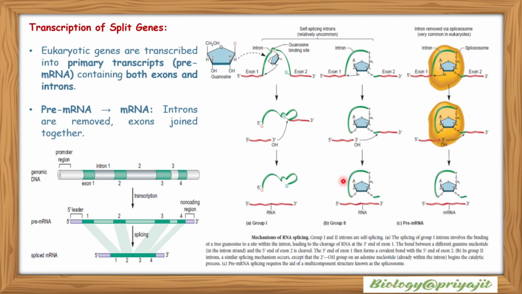But in group 2 introns, what happens? A similar splicing mechanism occurs, except that the 2' OH group on an adenine nucleotide already present within the intron begins the catalytic process. Pre-mRNA splicing requires the involvement of a multi-component structure known as the spliceosome. These yellow colored structures are the spliceosome, and this is the later-evolved process of splicing, spliceosome-mediated splicing, which is found in most eukaryotes.